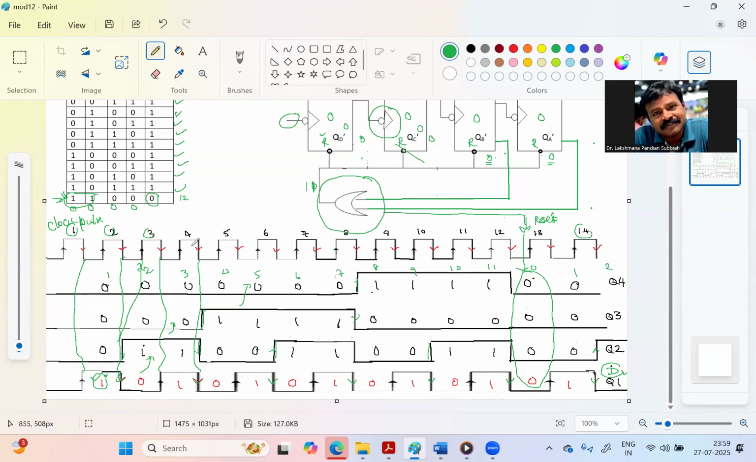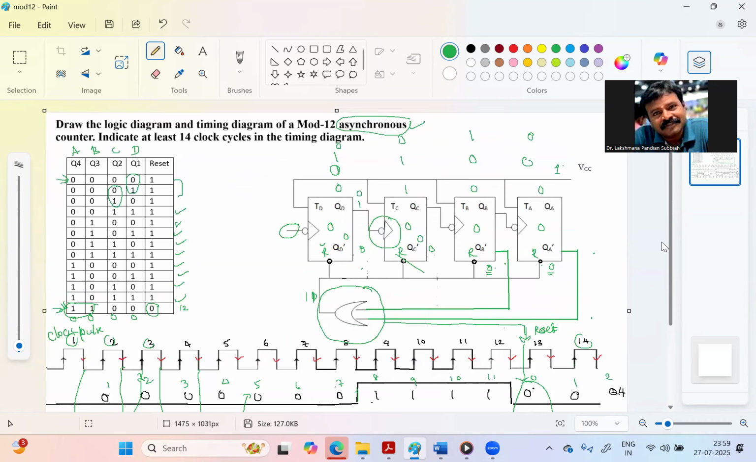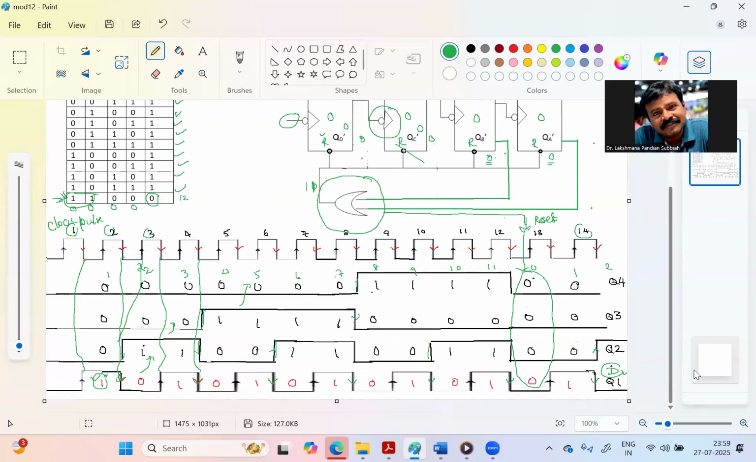So this is the way of implementing the asynchronous counter using T flip flop. Then we are drawing the timing diagram, right? So this is a logic diagram. This is a table. Then this is a logic diagram. And then this one is the timing diagram. So the timing diagram, you have to show that one. So this is the way of drawing a timing diagram for the counter. We can stop here. We will continue next time.